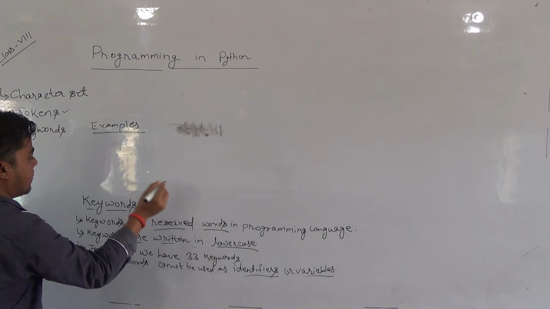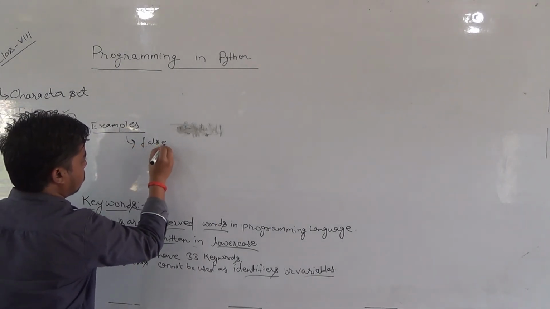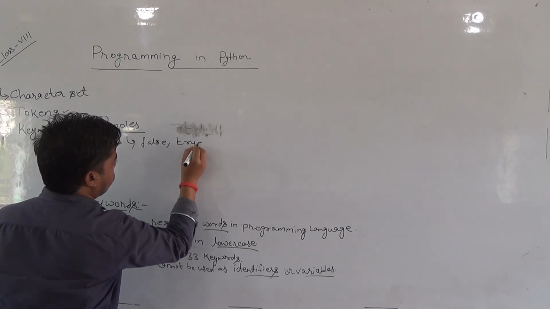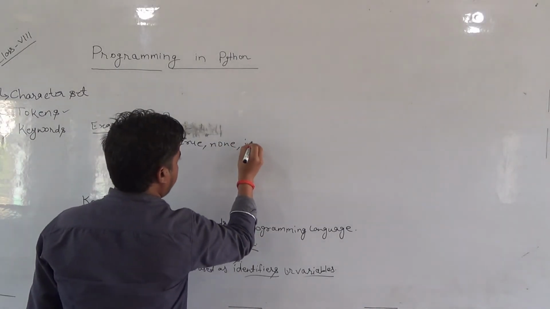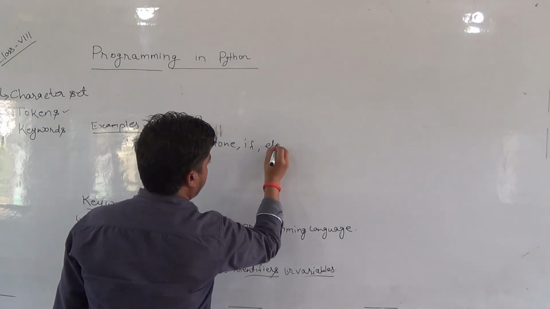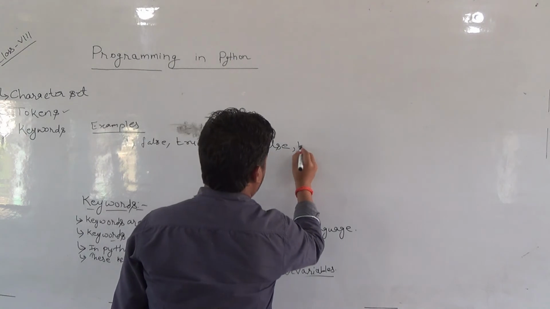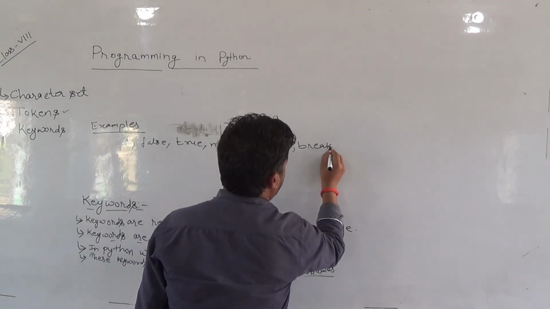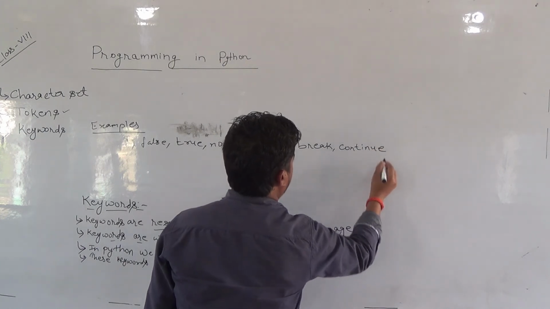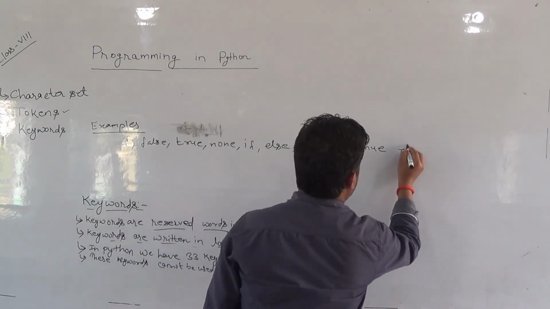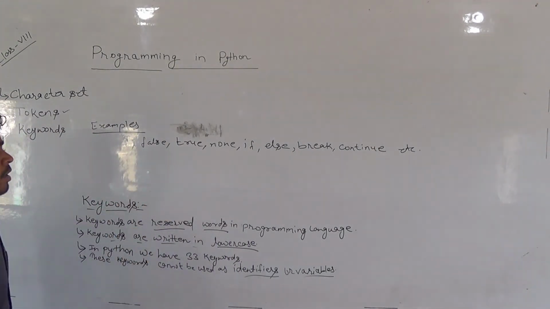So keywords are False, True, None, if, else, break, continue, etc. There are a total of 33 keywords in Python.